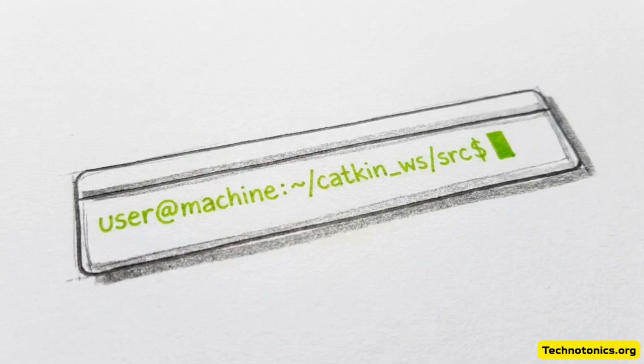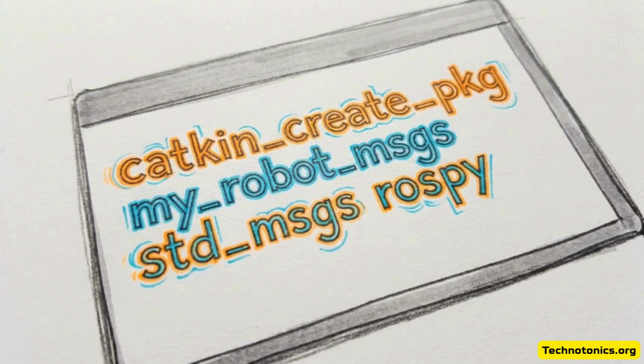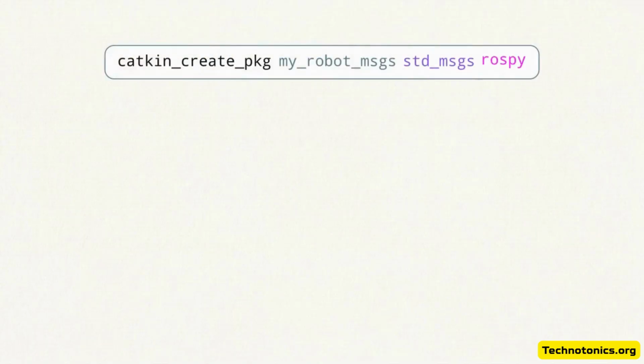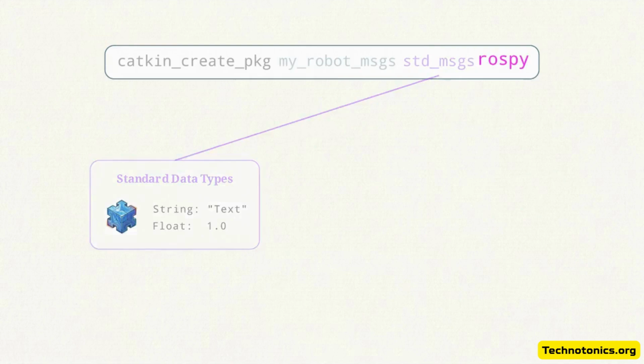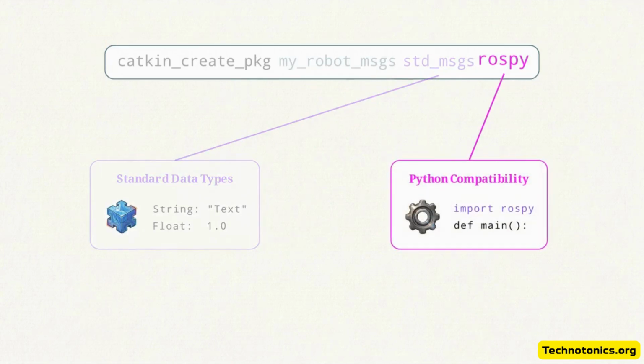Step 1 is setting up the workspace. Navigate to the source directory of your Catkin workspace. Run the catkin create package command to establish your base package, naming it My Robot Messages. Notice the arguments at the end of that command. We are including std messages so we can build upon standard data types like strings and floats, and rospy to ensure Python compatibility for our scripts later.